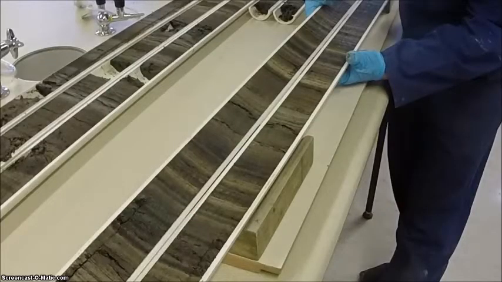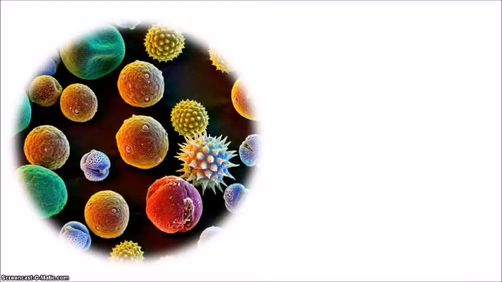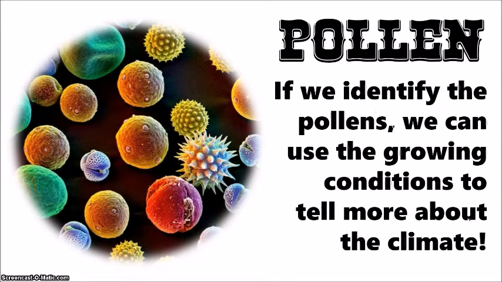Well, we look at the mud inside of the lake beds and look at all those beautiful layers inside of the mud. Each of those different layers represents a different time period throughout the lake's history. And what we can do is look inside of those mud samples, each of those different layers of mud, and we can look for pollen. Because if we can identify the pollens, we can use the growing conditions of those plants to tell us more about the climate during that time. And we did a lab doing just that. That was really cool, but now we're out of time.